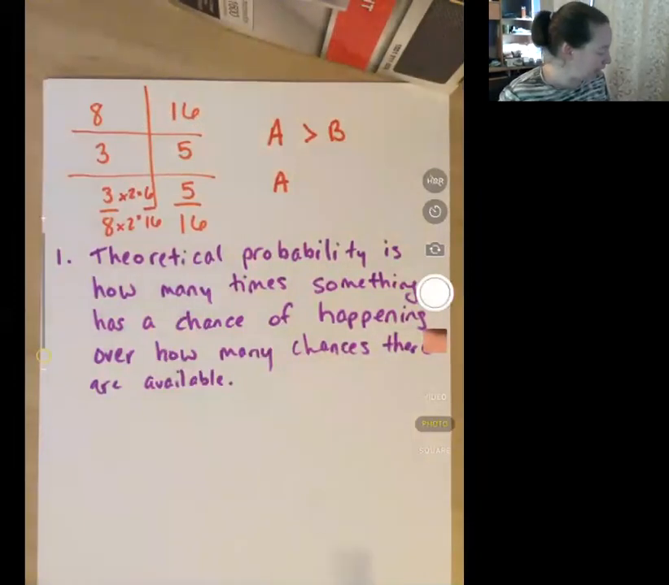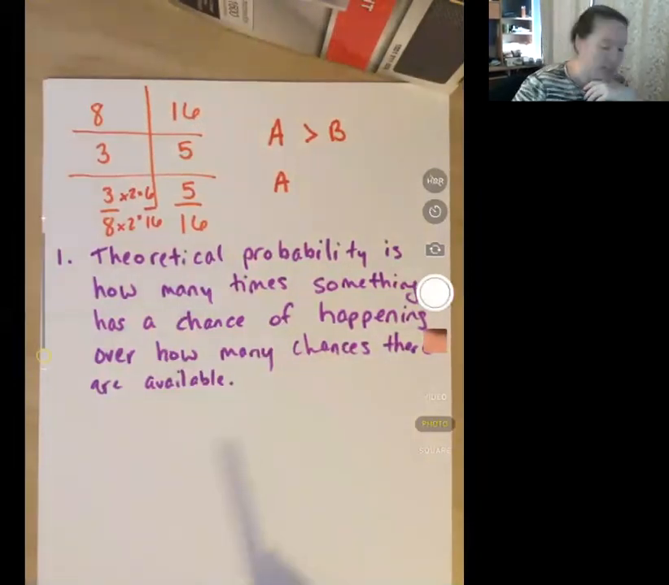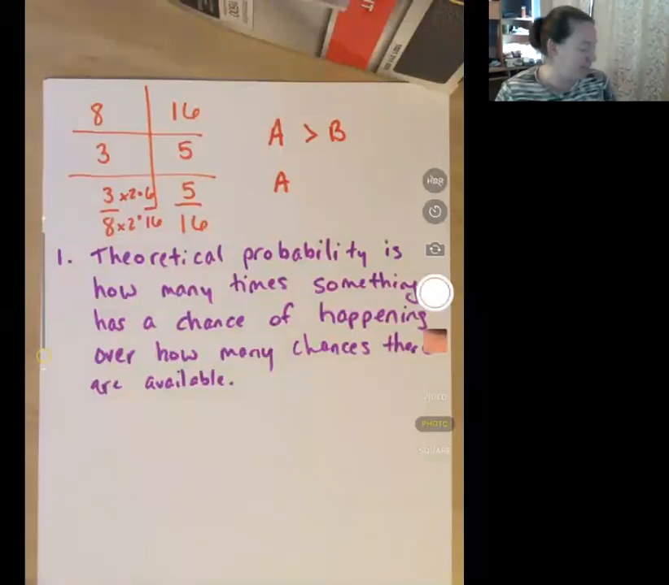Going on to the next page, calculating theoretical probability of simple events. Theoretical probability is the probability an event occurs when all the outcomes of the experiment are equally likely. Probability can be written as a fraction, as a decimal, or as a percent. For example, the probability that you would win with spinner B is 5 out of 16. You could write it as 3,125 10,000ths, or 31 and 1/4 percent.